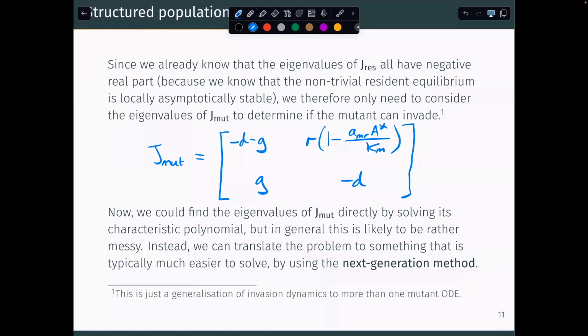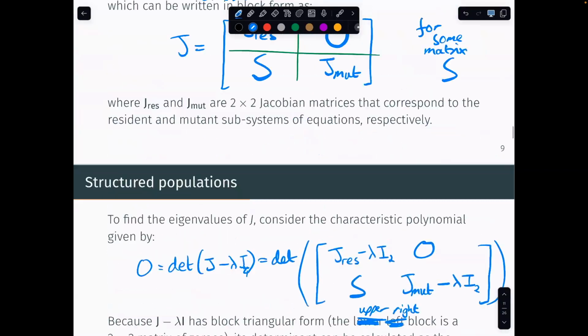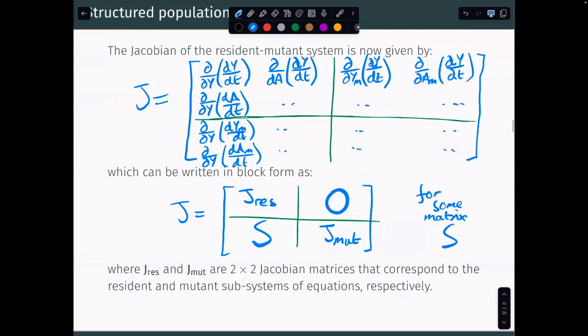Could you recap over the part why we're only concerned with looking at J mut and not J res? Of course, no problem. So just to recap a little bit more, what we're doing, if you remember, is we've got our resident system at its equilibrium. Our resident equilibrium is locally asymptotically stable. So therefore, this submatrix up here, J res, has negative real parts for its eigenvalues.